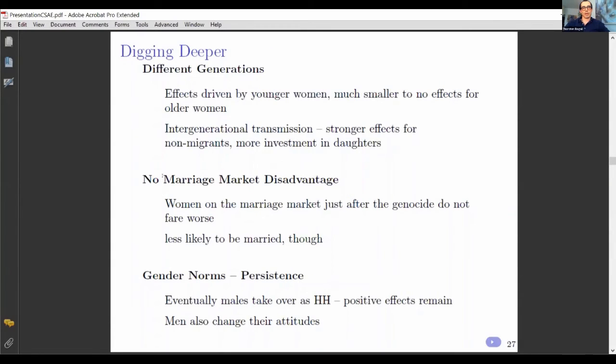If we dig deeper, it seems to be that the effects are driven by younger women, not so much by older women. And let's skip the other two in the middle. Let me just talk about gender norms. Eventually, when we measure these positive effects that are shown there for the GHS and also the politicians, gender ratios have already normalized again, but the positive effects remain. Plus, men also change their attitudes, more pro-female. Okay? And so we argue in the paper, and there's a lot more in the paper, that gender norms changed and that these things might be relatively persistent.